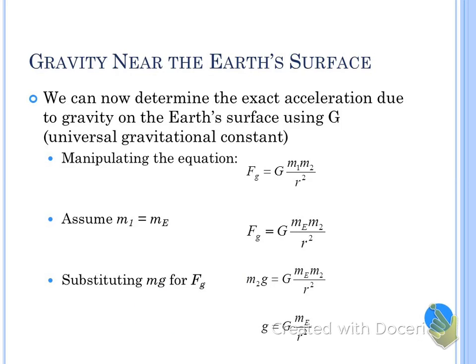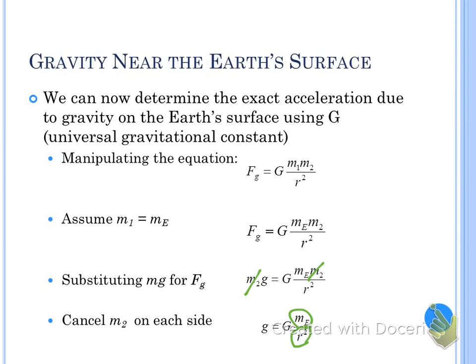Last but not least, we're going to cancel m2 on both sides of this equation. So essentially here what we're saying is that we don't even care about the mass of our second object. We don't care about the mass of the person or the mass of whatever object we're looking at here. All we really care about is the mass of the Earth and the distance it is from the Earth's center.